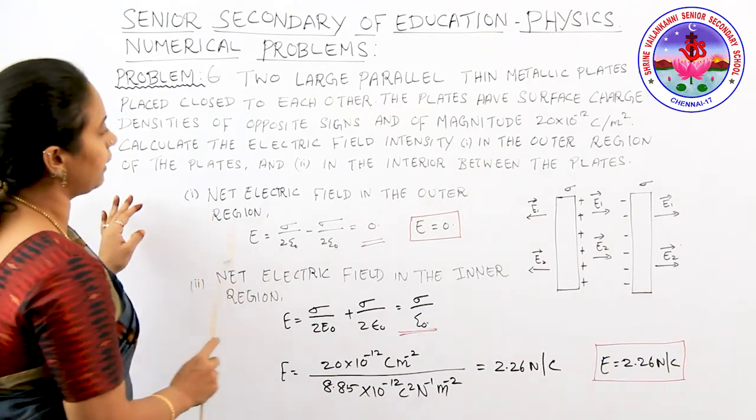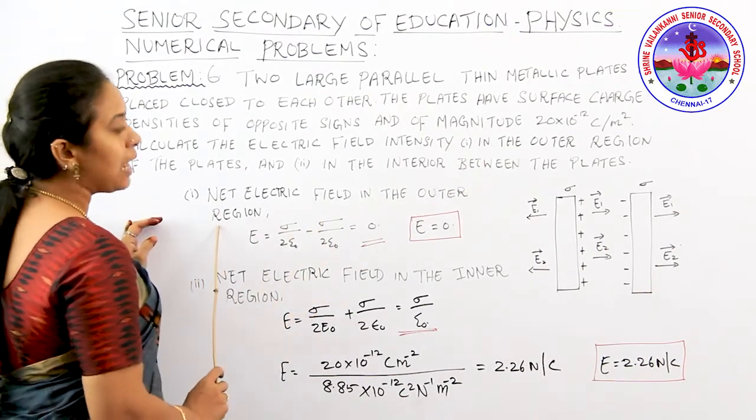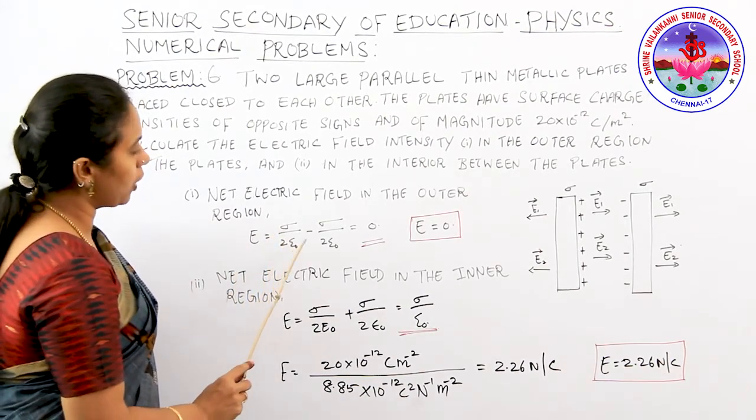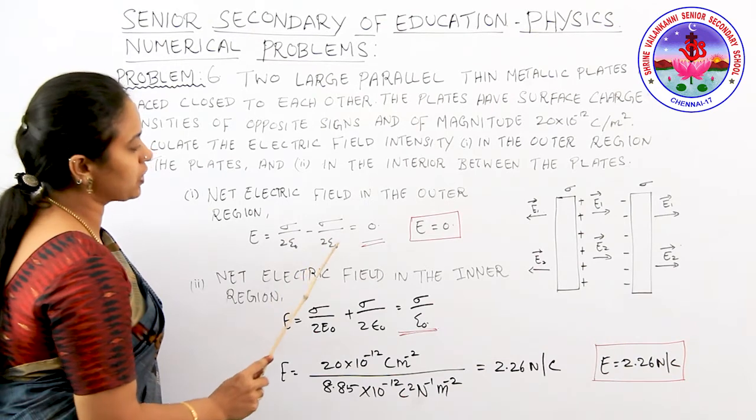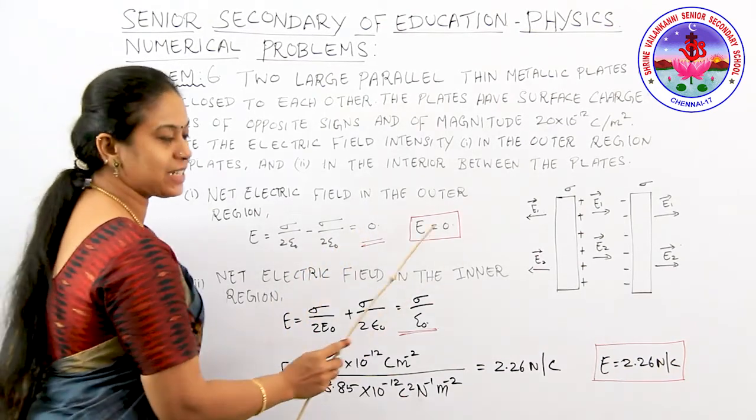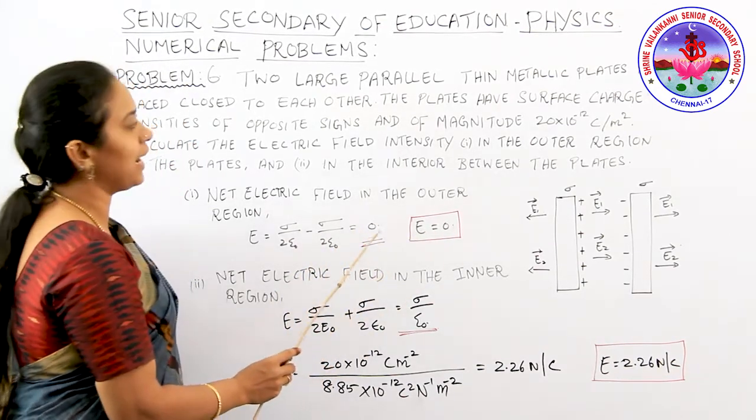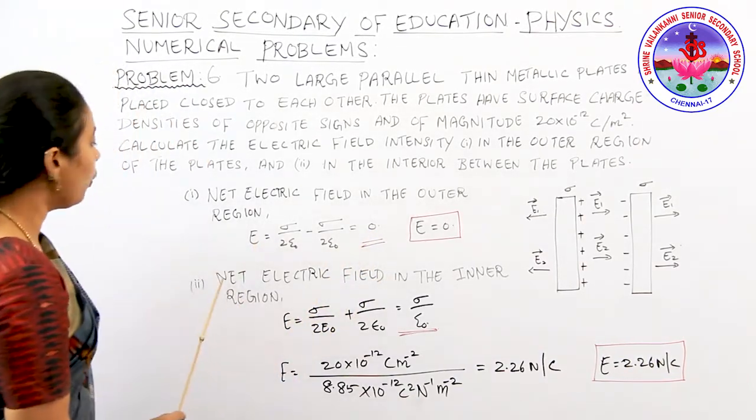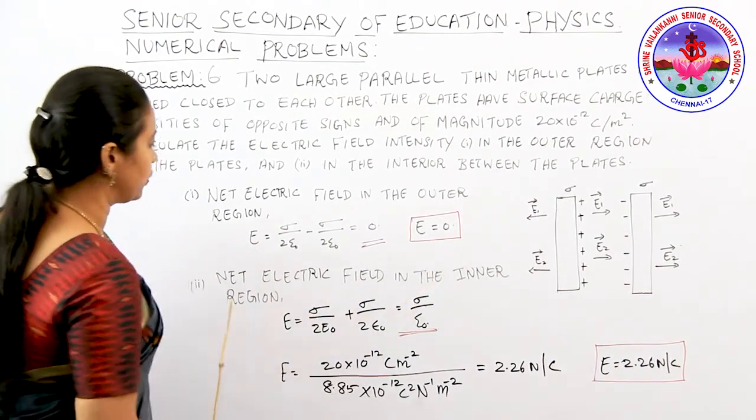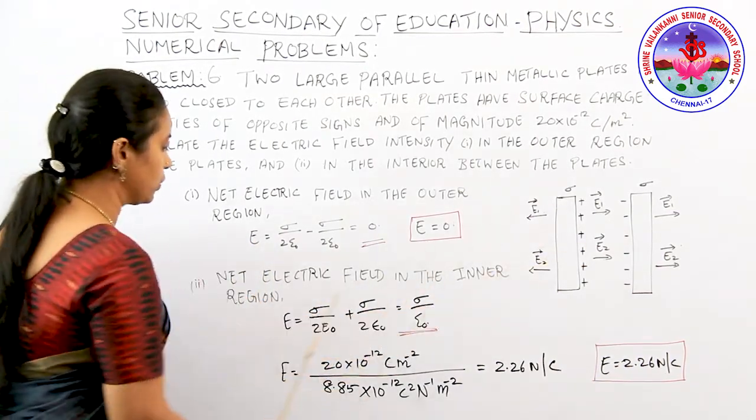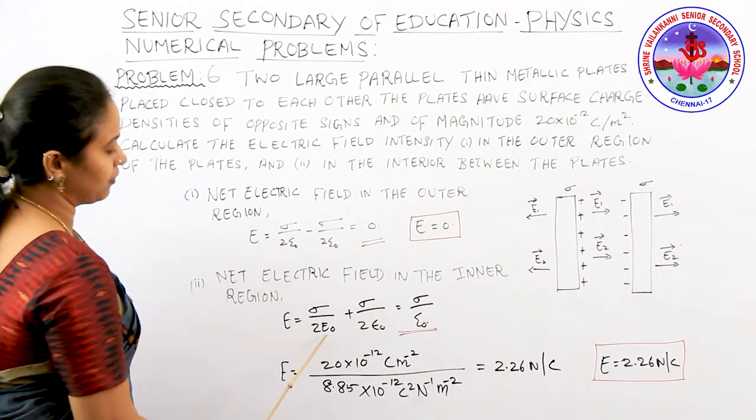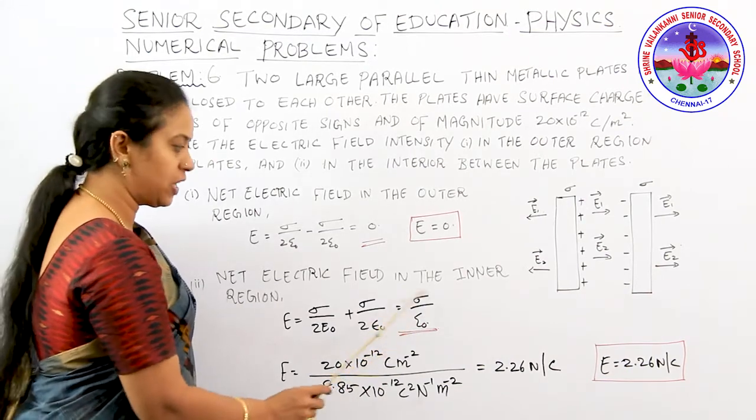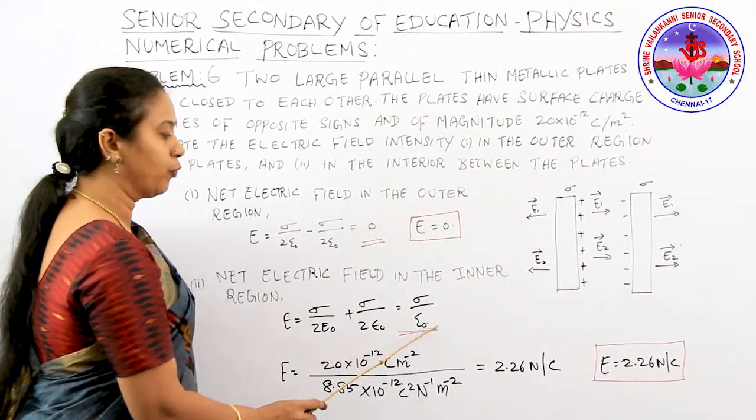So as per the theory, the net electric field in the outer region is E, which is equal to sigma by 2 epsilon naught minus sigma by 2 epsilon naught, which is equal to 0. It gets cancelled out in the outer region, so the electric field intensity in the outer region is always 0, right? Now, for the net electric field in the inner region, you have to add both the values. So E is equal to sigma by 2 epsilon naught plus sigma by 2 epsilon naught, and we get sigma by epsilon naught as the final theoretical proof.